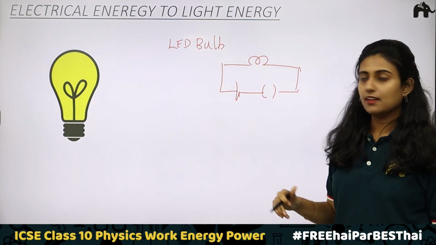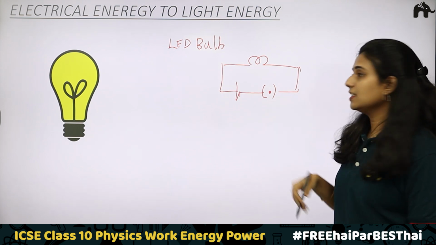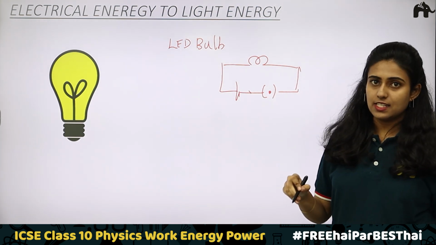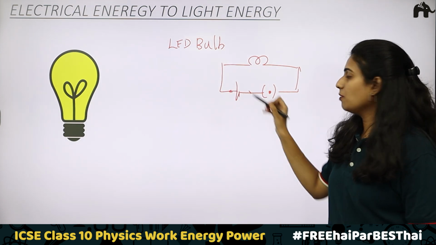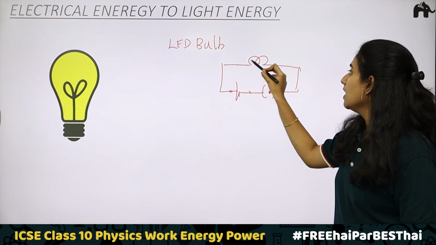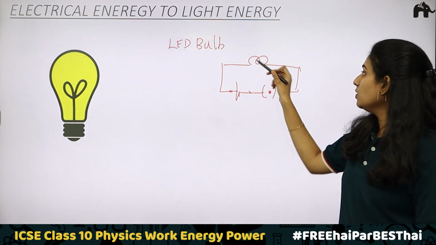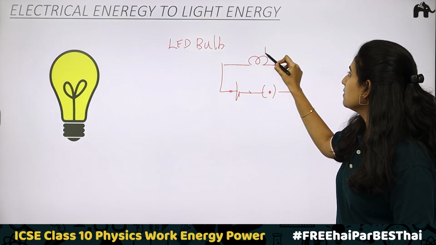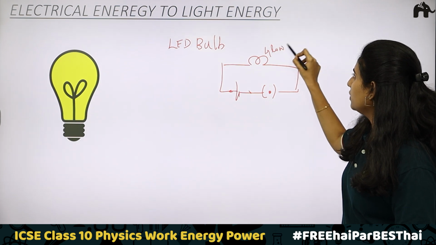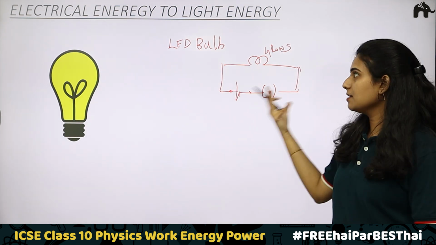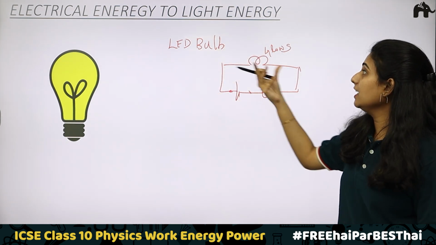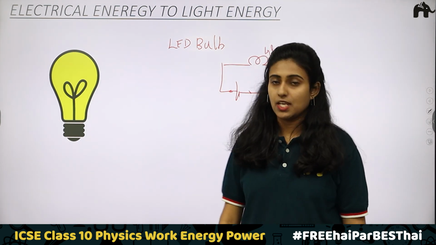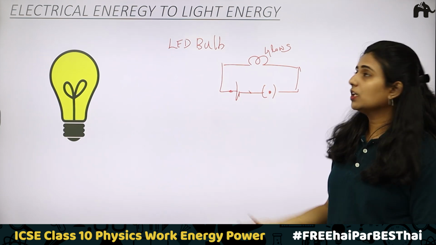What happens when the key is in the on state? Electrons start flowing in this direction and the current flows in the opposite direction. When a current flows, there is electrical energy. Due to this electrical energy, the bulb will start glowing. This is the process of conversion of electrical energy to light energy. In the case of an electric bulb, electrical energy is getting converted to light energy.